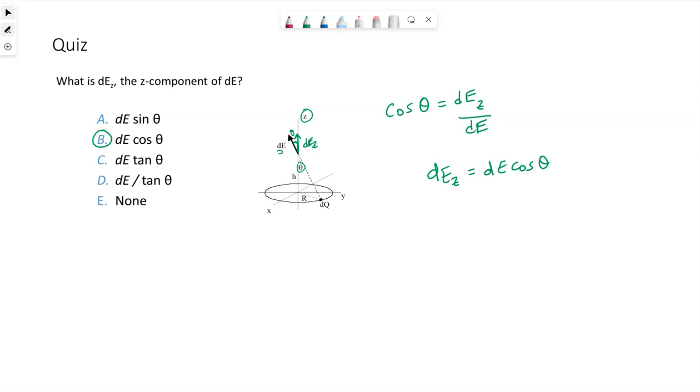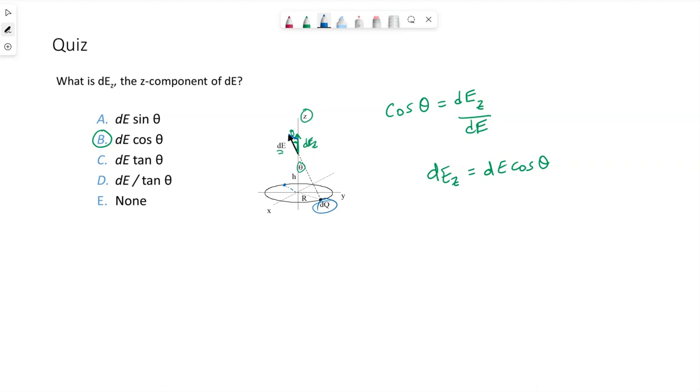Now, I do want you to think about why we're not being asked for x and y components. Each electric field is going to have x and y components as well, but if I think about the dq that's exactly opposite this one, its x and y components are going to cancel. So the x and y components of the electric field are going to cancel out.